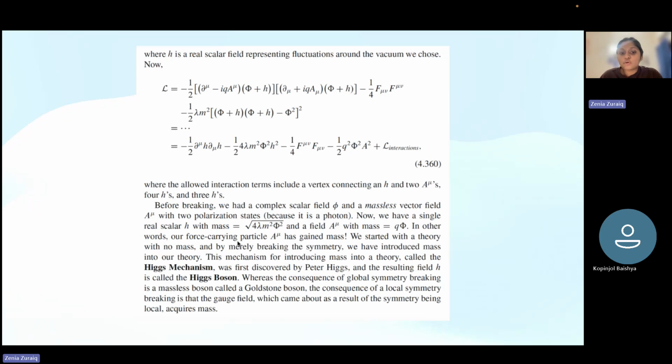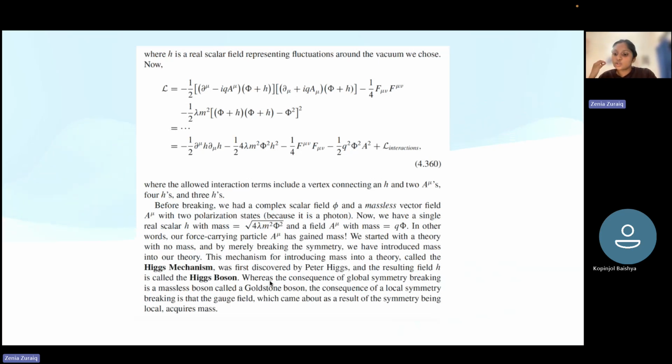In other words, our force carrying particle A mu has gained mass. We started with a theory with no mass, and by merely breaking the symmetry, we have introduced mass into our theory. This mechanism for introducing mass into the theory is called the Higgs mechanism. So we saw two things. One was when we had a global symmetry and a degenerate vacuum, the energy minimization is going to choose one vacuum, and that results in the formation of a massless mode, which is called a Goldstone boson.